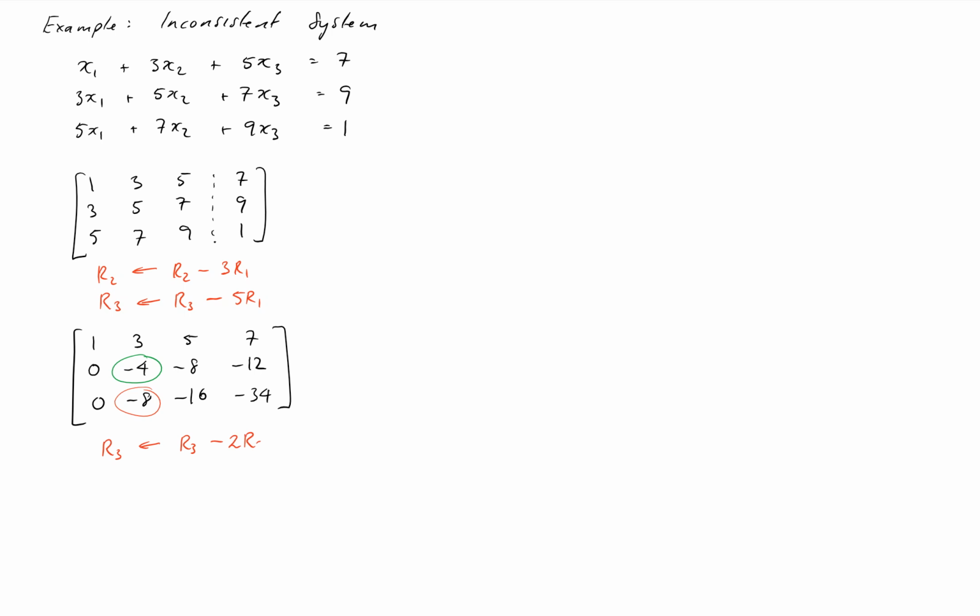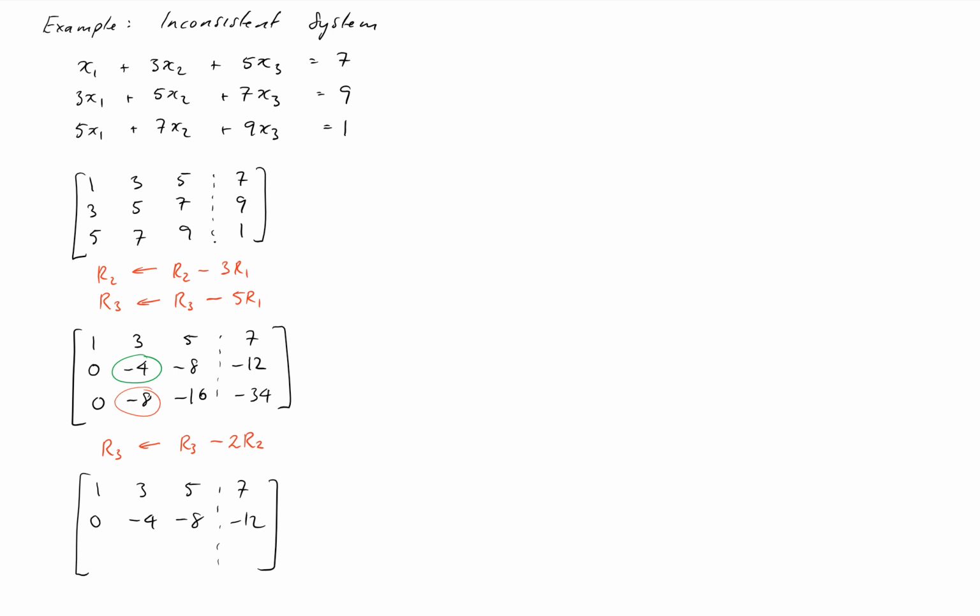So the row operation will be row 3 becomes row 3 minus 2 times row 2. That will make the negative 4 into a positive 8. When we add them together, we'll get a 0. Okay, so let's just fill in our matrix.